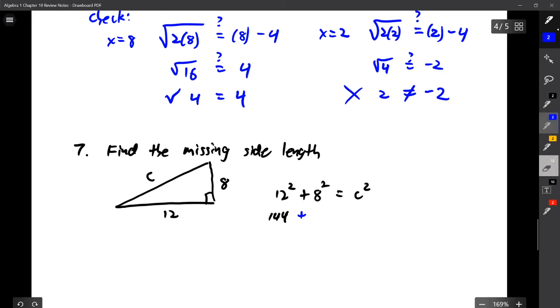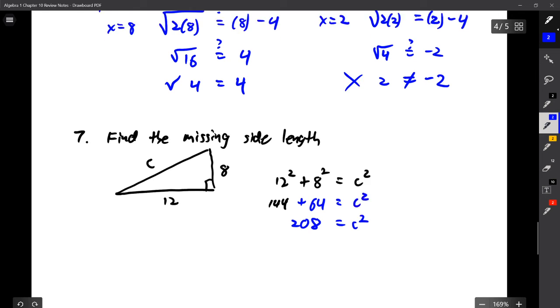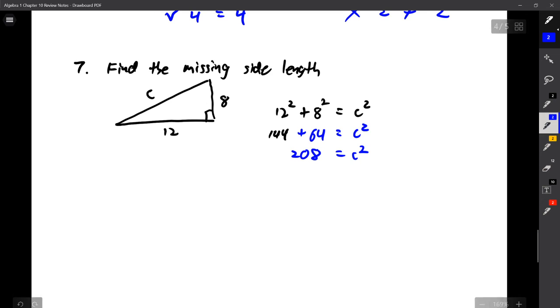Plus 64 equals C squared. So 144 plus 64 is 208. So I have 208 equals C squared. So then the square root of 208 equals C. Now I need to check and see if this simplifies.